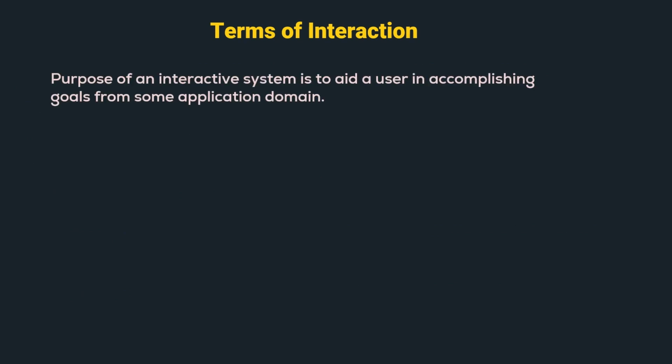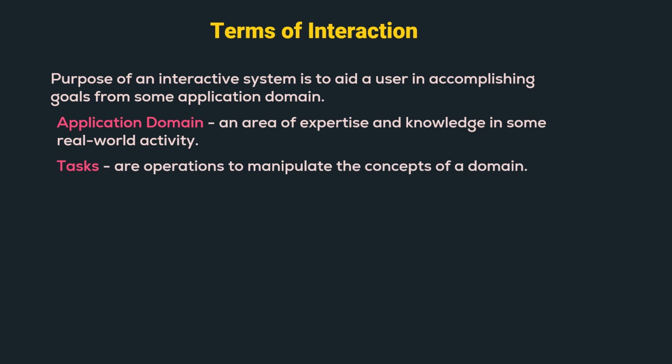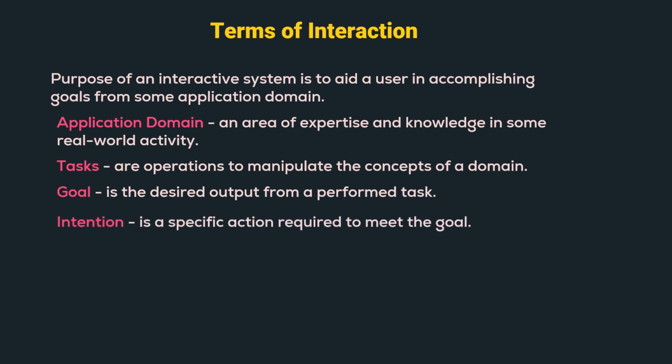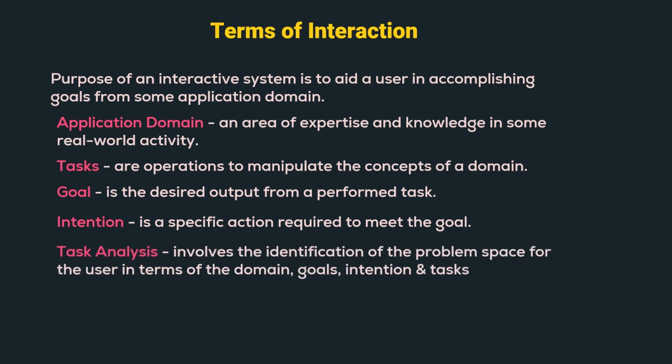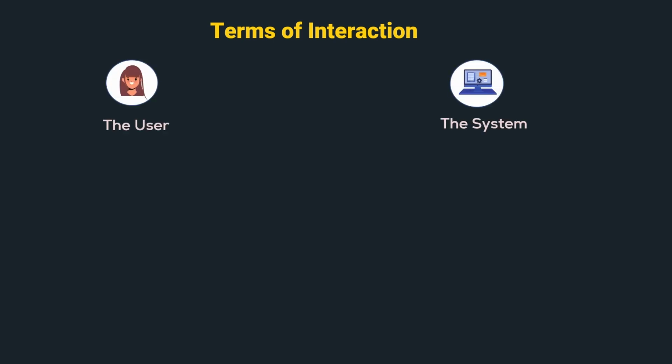Purpose of an interactive system is to aid a user in accomplishing goals from some application domain. Application domain is an area of expertise and knowledge in some real-world activity. Tasks are the operations to manipulate the concepts of a domain. Goal is the desired output from a performed task. Intention is a specific action that is required to meet the goal. And lastly, task analysis involves the identification of the problem space for the user in terms of the domain, goals, intention, and task.